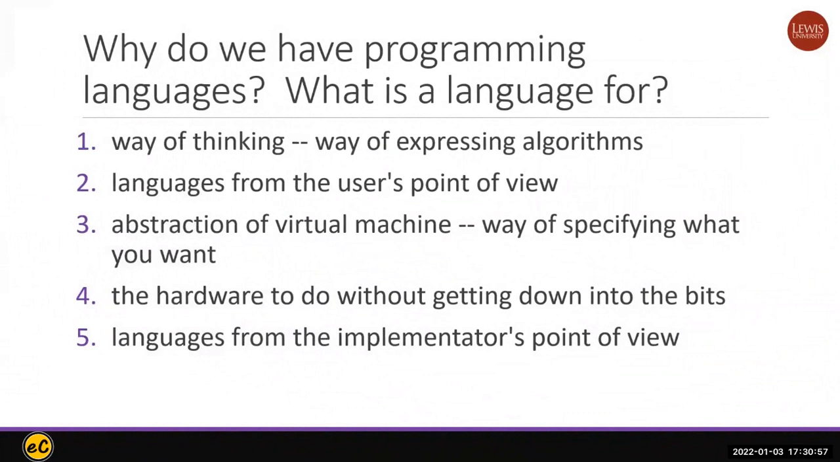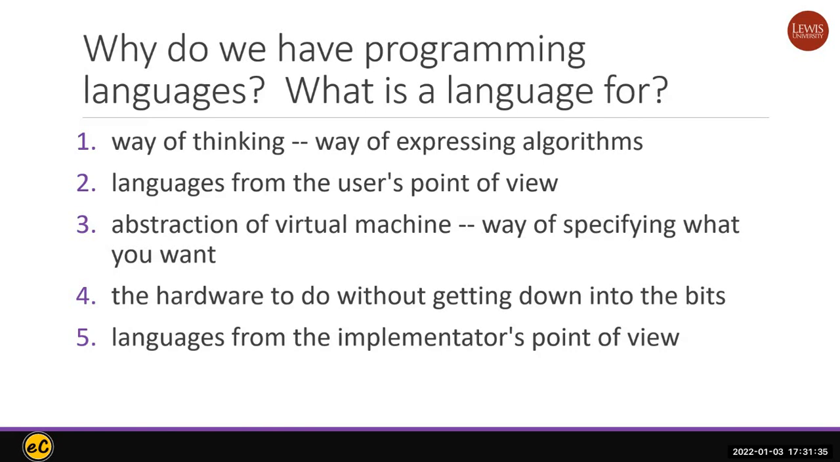Why do we have programming languages? What is a programming language for? So basically, you can program in machine code or assembly, but it's not really that convenient. So it is against our way of thinking. So we like to have a high-level language that's more English-like, so you can use it to express your ideas in the easiest way. So way of thinking is a reason why we pick a certain language.